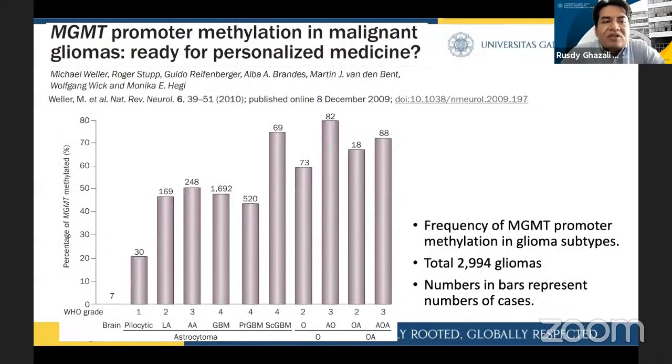Unfortunately, the distribution of MGMT promoter methylation is different based on the tumor types. The highest one is anaplastic oligoastrocytoma, around 80%. Anaplastic oligodendroglioma is around 80%. While in GBM itself, only around 50% will have this MGMT methylation. So the number varies widely depending on the type of the tumor.